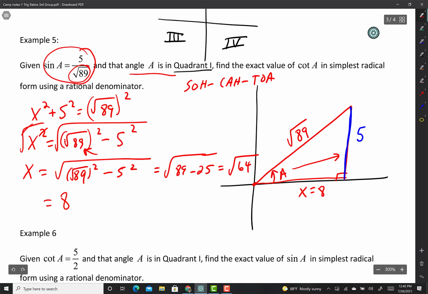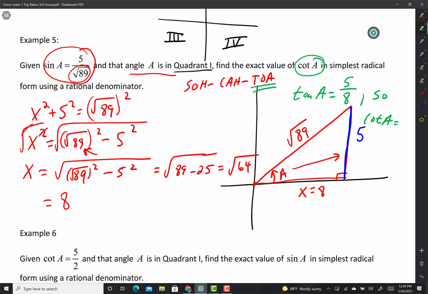All right, here we go. Finally, what do they want? They want cotangent A. So what I'm going to do first is find tangent A. Now, if you already know what you're doing, guys, you can go right to cotangent A. Tangent A is opposite over adjacent, so 5 over 8. So cotangent A is equal to, just flip it, reciprocal, 8 over 5.